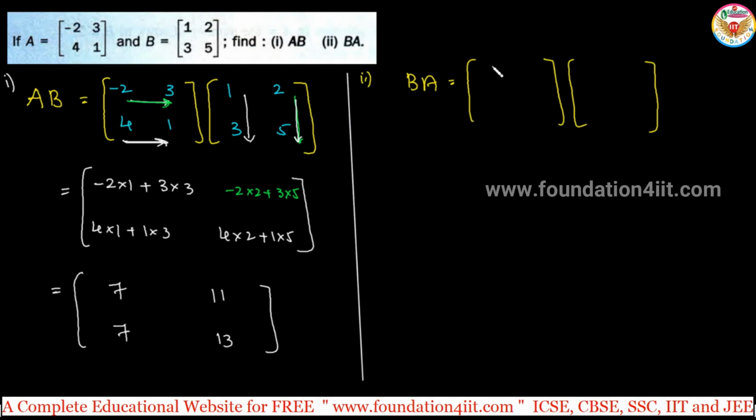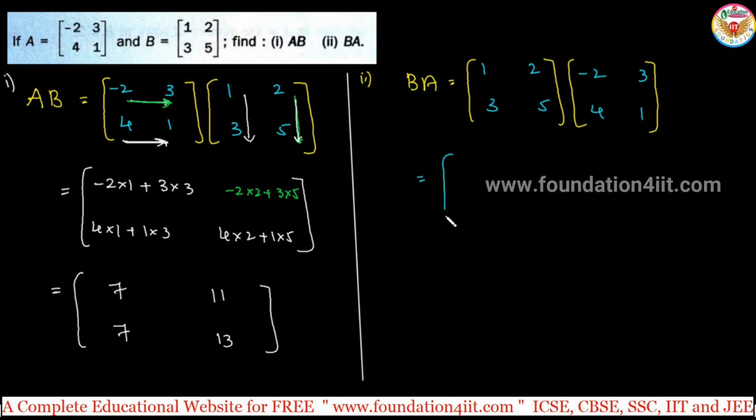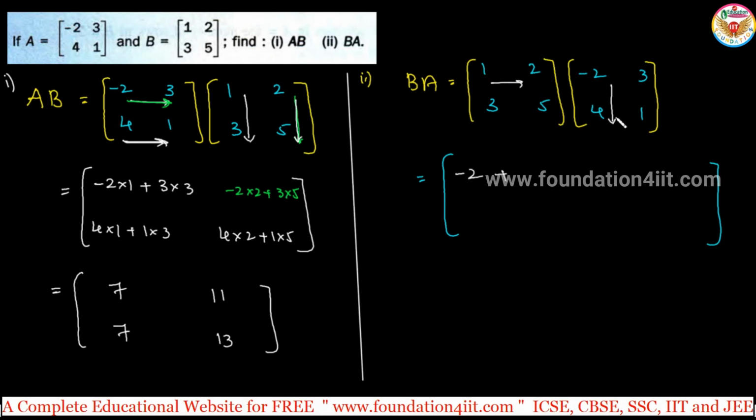Let's go for BA. So B is 1, 2, 3, 5. Next, matrix A is minus 2, 3, 4, 1. As per the rule, first row with first column: 1 into minus 2, minus 2, plus 2 into 4, 8. Once you're perfect, you can do it directly. Again first row with second column: 1 into 3, 3, plus 2 into the next 1, 2.